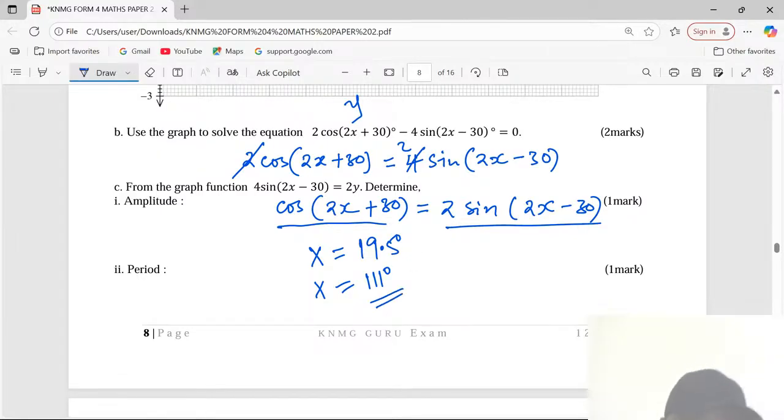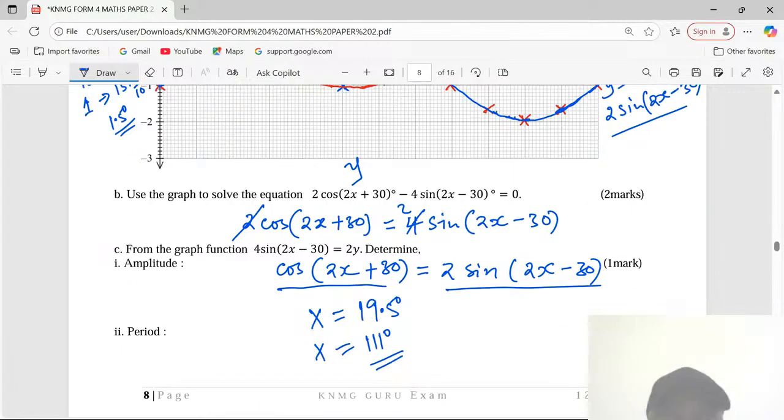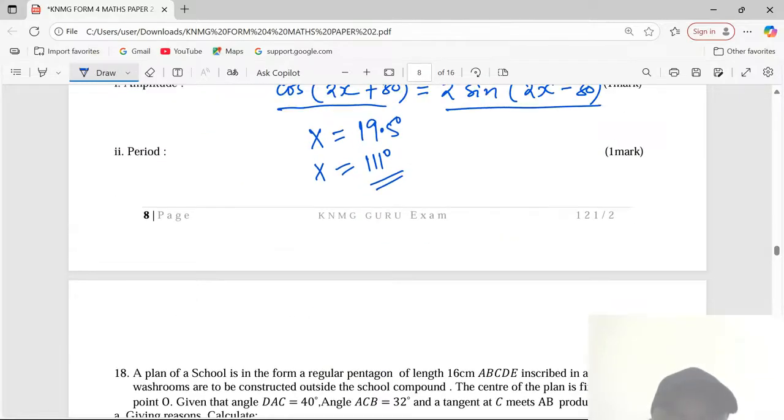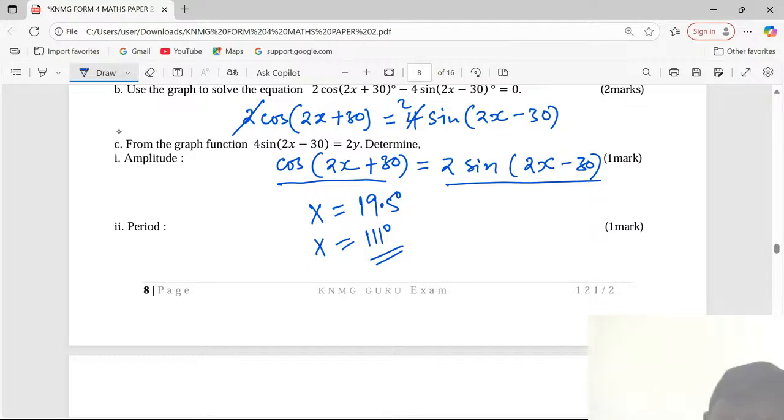111 degrees. So that is it. You read the points where the curves are interacting or meeting. Let's look at part C. From the graph function for the sine of 2x minus 30 equals to 2y, determine amplitude, determine period.